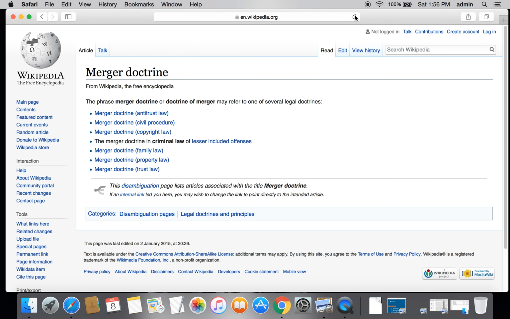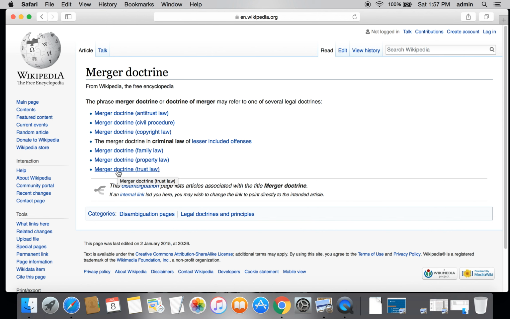All right. So now, here we have the merger doctrine, or some people call it the doctrine of merger, and it's antitrust law. But we're going to go down here to the merger of doctrine, trust law. Now, I want you to notice too that there's a merger of doctrine for property law, family law, copyright law, civil procedure. In essence, it's the same thing, but I want you to understand that there are a lot of different terminologies for different types of laws, or sometimes they're the same terminologies for different types of laws. So be specific when you're doing trust studies, what I'm trying to say here.